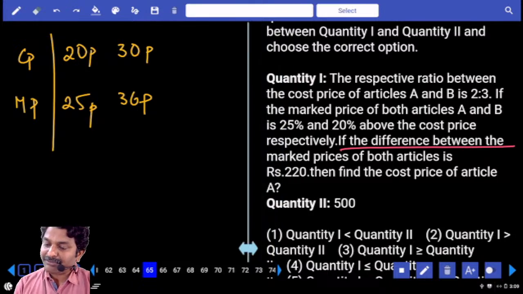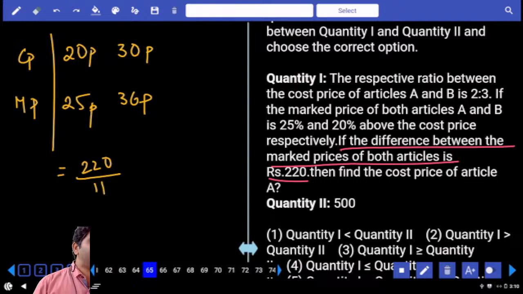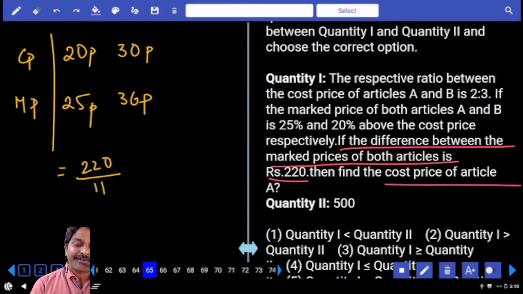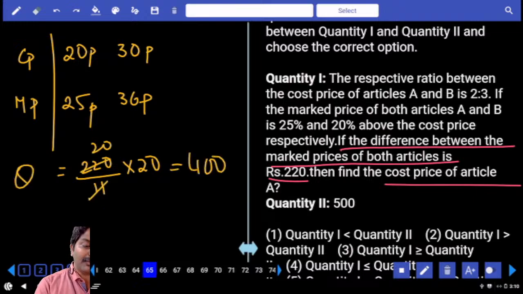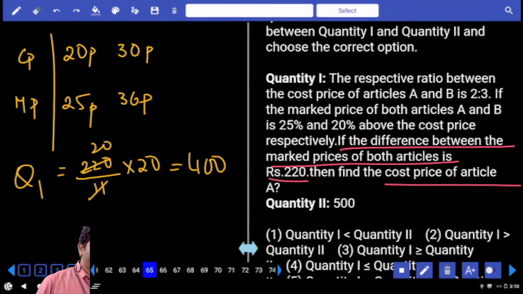If the difference between the market price of both the articles is 220, difference in terms of parts, 11 parts is 220, 1 part is equal to 220 divided by 11, which is 20. Find the cost price of A, 20 parts. 20 times 20, 400. Q1 400, Q2 500. Q1 less than Q2. Done? Right.